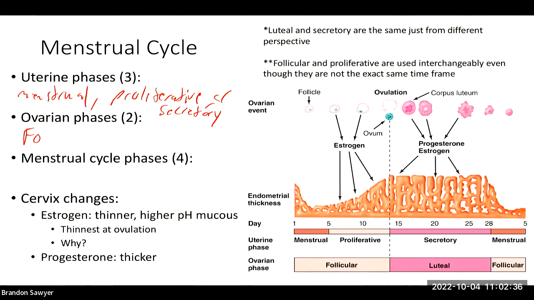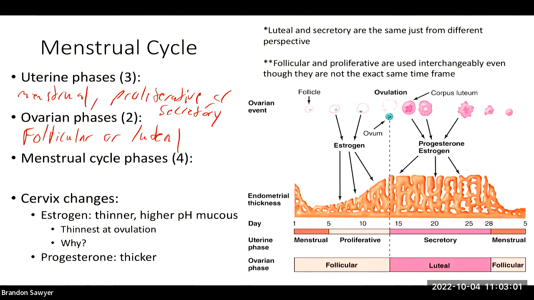It's either the follicular phase or the luteal phase. And we just talked about what's going on there, right? It's either the corpus luteum or it's the follicle, which includes the egg and those follicular cells around it. Okay. But when we talk about the menstrual cycle, then it kind of combines those 2 into 4 phases, right?